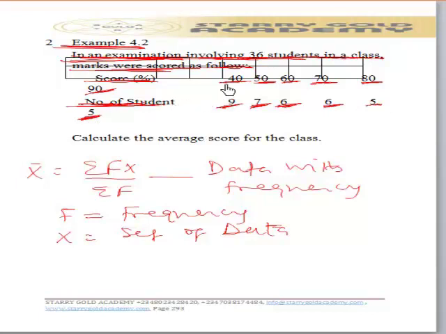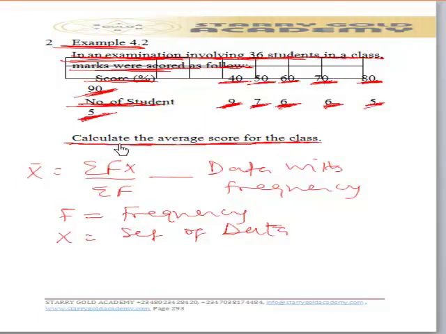So the implication of this is that for a score of 40%, 9 students got 40%. For 50%, 7 students got 50%. For 60%, 6 students got that. 70%, 6 students got that. 80%, 5 students got that. 90%, 5 students also got that. So based on that, we are required to calculate the average score for the class.